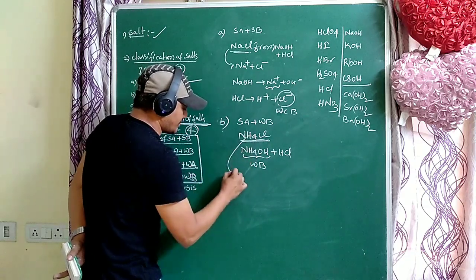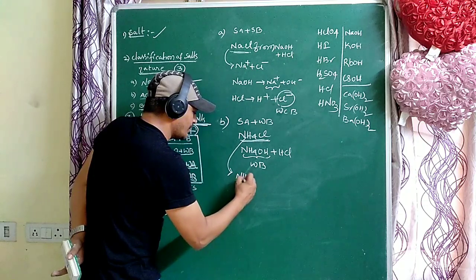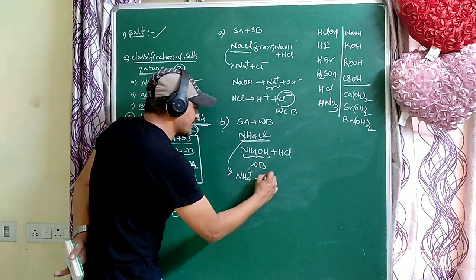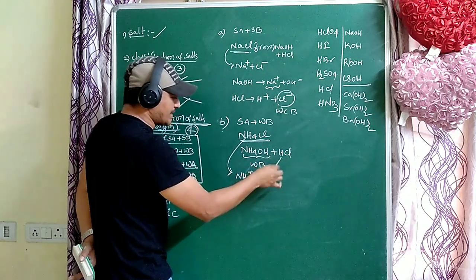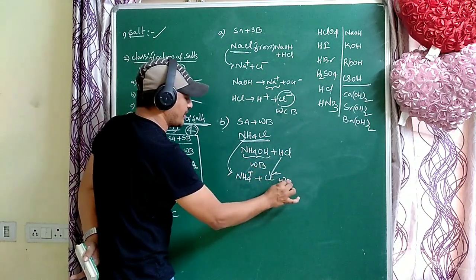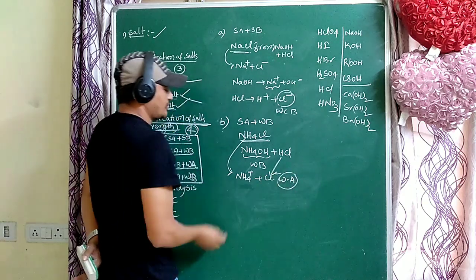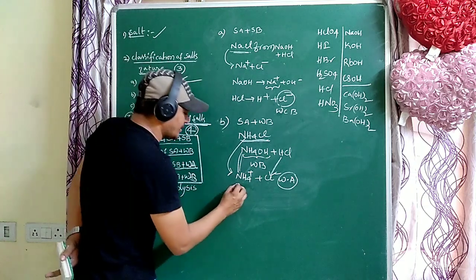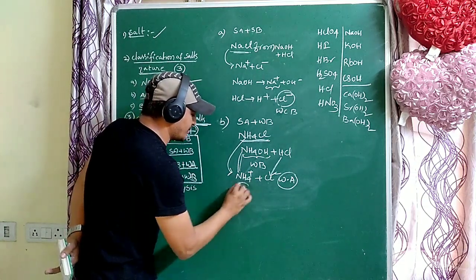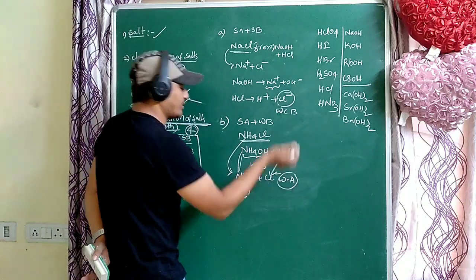So this is prepared from strong acid and weak base. NH4+ and Cl- ions are there. Cl- is coming from strong acid, that's why this is the weak ion. Weak cation or anion? Weak anion. Next, NH4+ is coming from weak base, that's why this is the strong cation. So this is the strong cation and this is the weak anion.